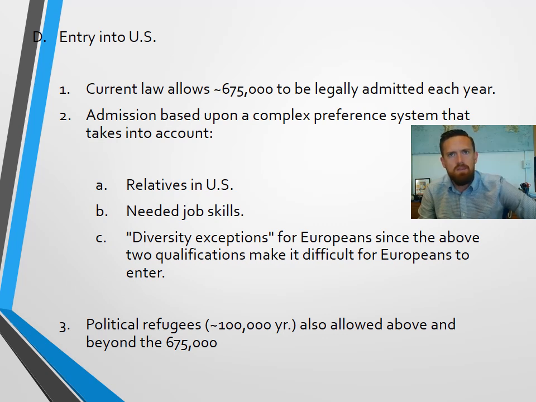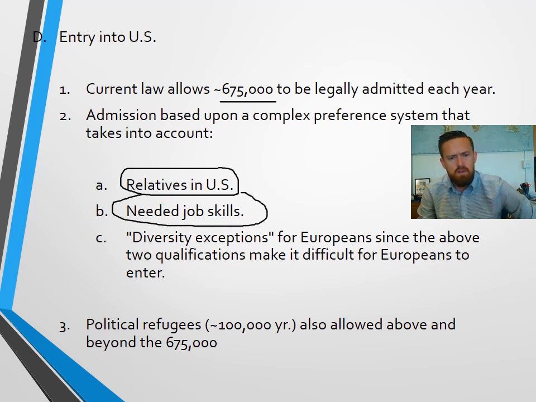So how many aliens do we allow in the U.S. each year? Under current law, about 675,000 can come in the United States each year. How we let them in is based on a pretty complex system. We look at, do they have family in the United States? Do they have a job skill that we want to have here? And back in the day, it seemed like we were only taking Europeans, which is pretty racist. So we made some changes in, I think it was 1965, where we wanted it to be more diverse. And then political refugees can come here if they're in danger in their country. And that's up to around 100,000 people a year. And that goes above our 675,000 number.